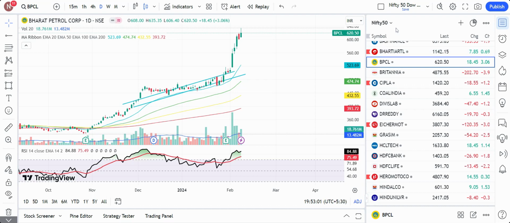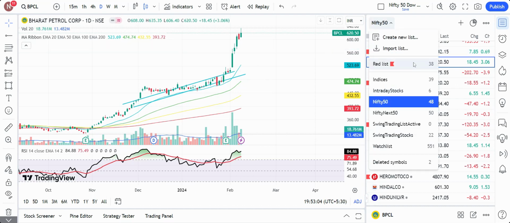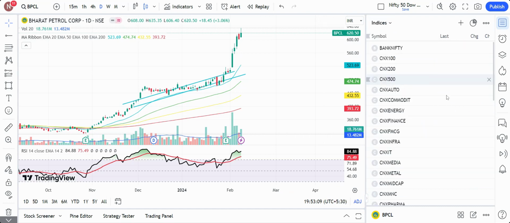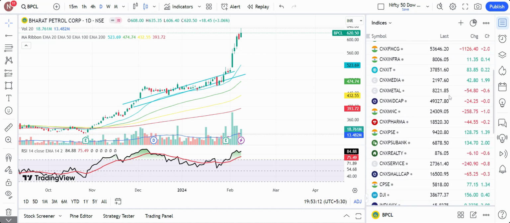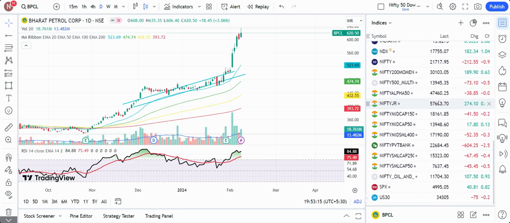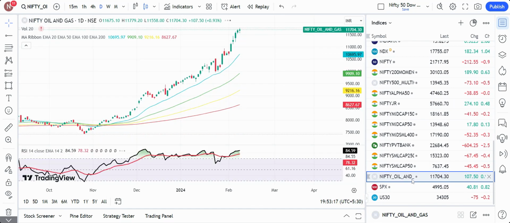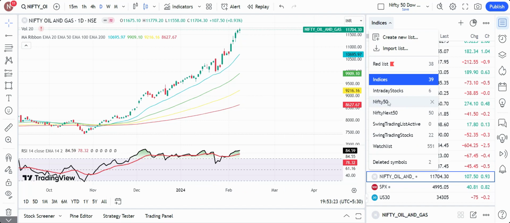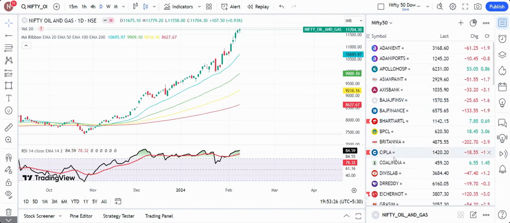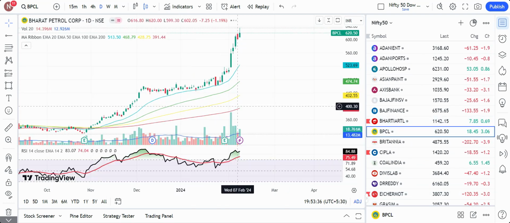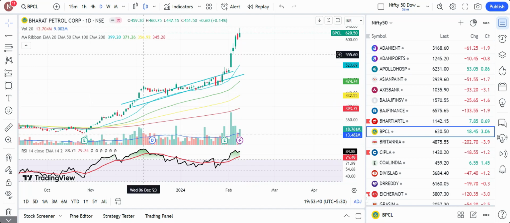Let's look at the sector here. This is oil and gas. I think it's doing reasonably well. Oil and gas has gone up. The sector is in an uptrend, so you can definitely go for it. Which stock are we looking at? Cipla, Coal India, Bharti, yeah, BPCL. Yes, this is definitely worth a shot.